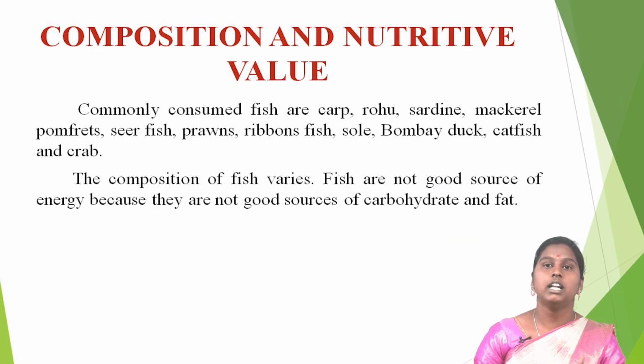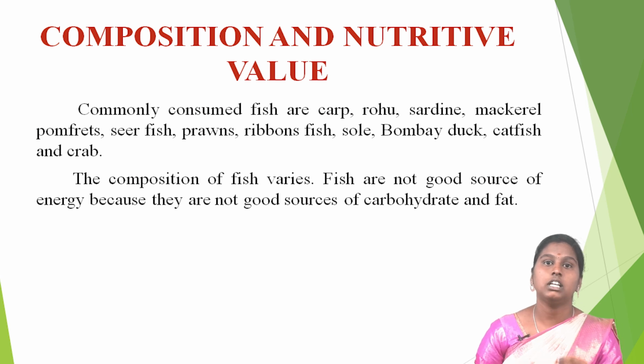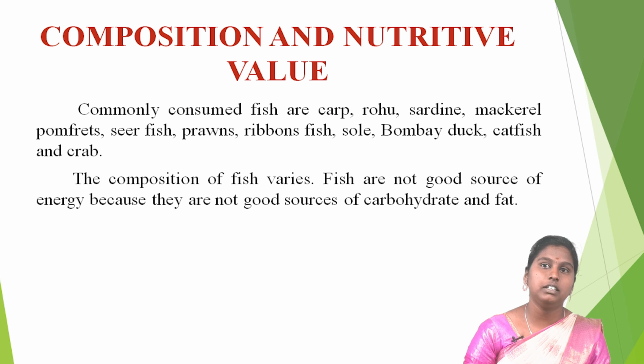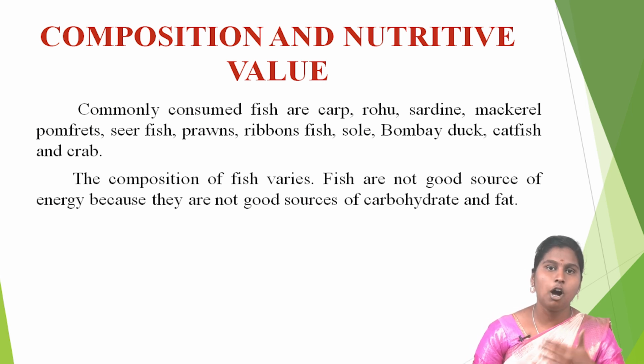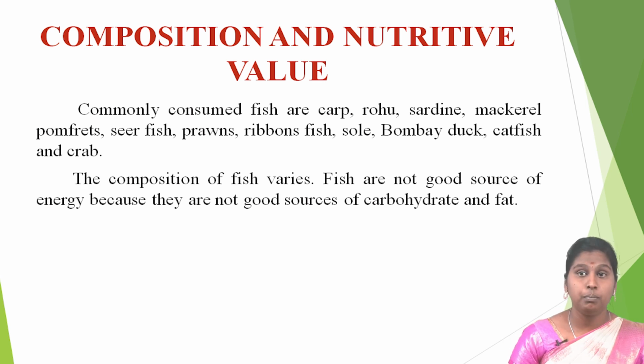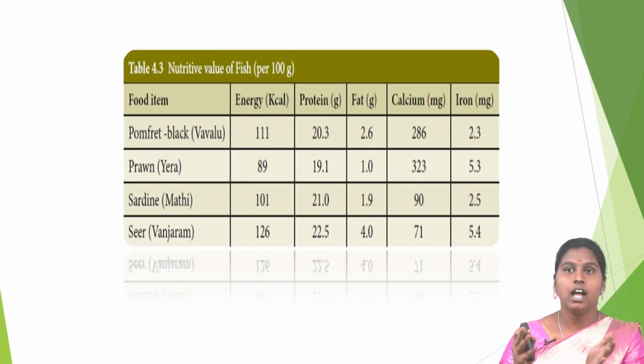Next, composition and nutritive value. Commonly consumed fish are carp, rohu, sardine, mackerel, pomfret, seer fish, prawns, ribbon fish, sole, Bombay duck, catfish and crab. Next, the composition of fish varies. Fish are not a good source of energy because they are not a good source of carbohydrate and fat. Next, nutritive value of fish per 100 gram.